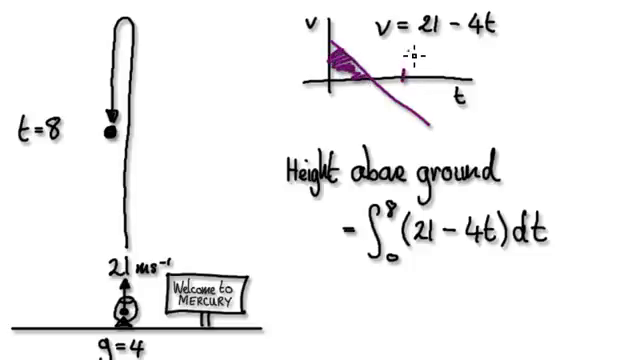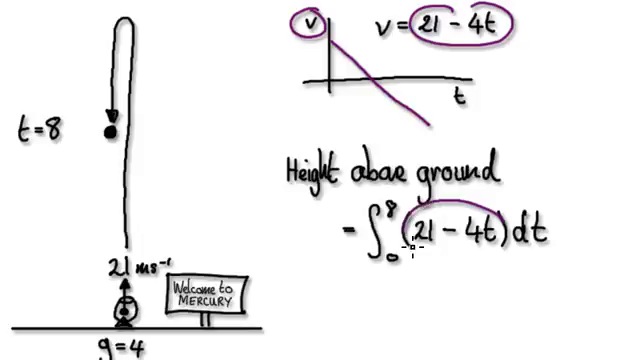Okay, so the height above the ground is when time equals 8 here. This bit here is your free fall bit. So this is your free fall distance here. So the height above the ground is really you integrating the velocity from 0 to 8. So 8 would be here. Okay.